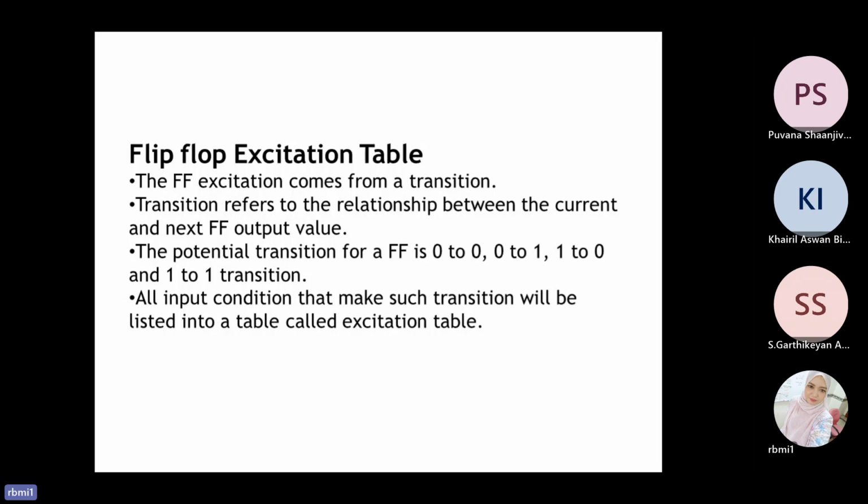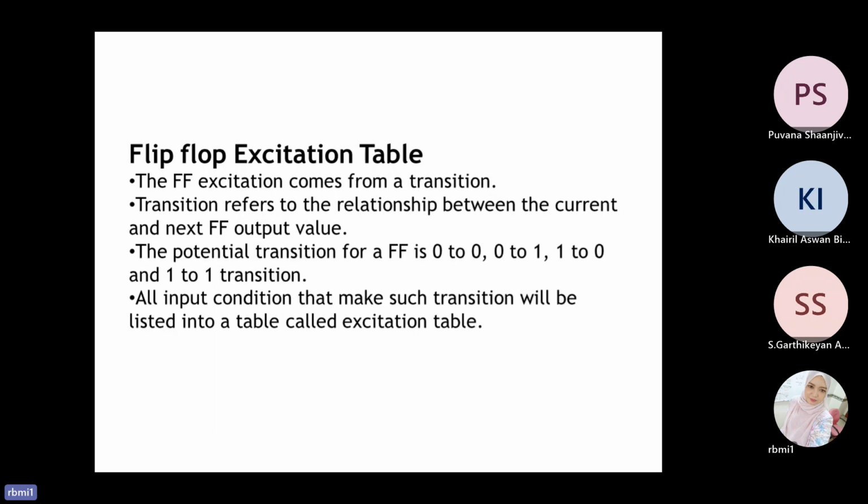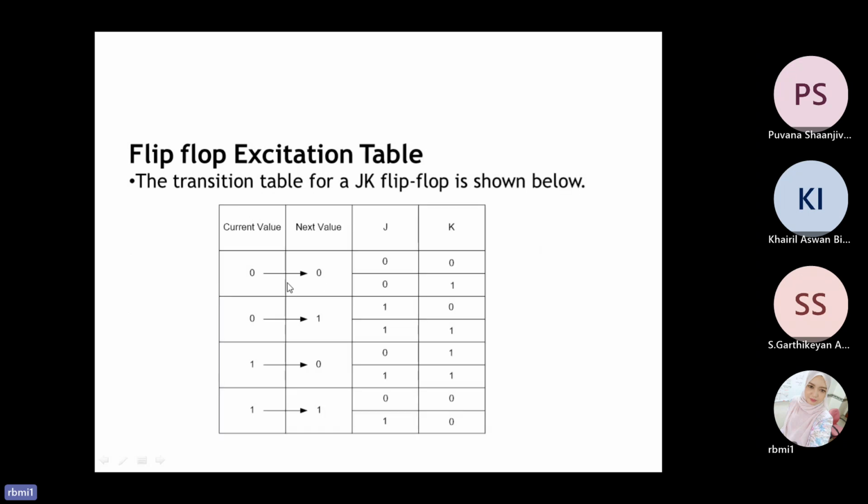And for the flip-flop excitation table, the potential transitions for a flip-flop are from 0 to 0, 0 to 1, 1 to 0, and 1 to 1 transition. 0 to 0 from the current value, at t, and this is t plus 1, or n plus 1. From 0 to 0, 0 to 1, 1 to 0, and 1 to 1. Okay, the difference is here.